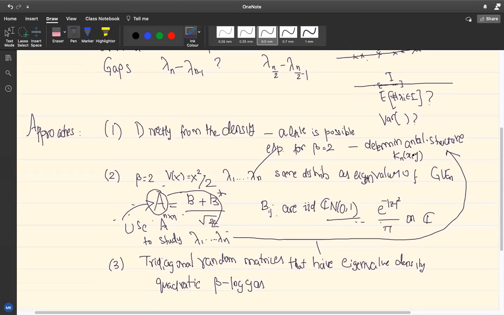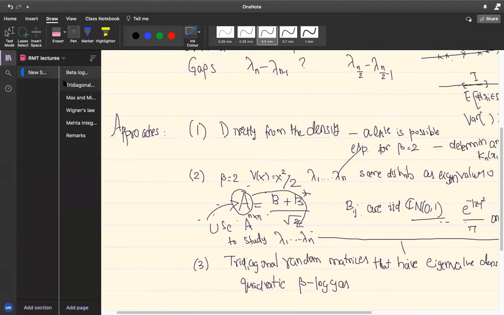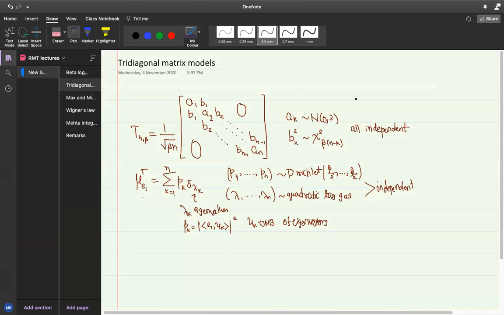So this will be the subject of the lectures. Okay, so now let me go to the next page. What are these tridiagonal random matrices? I have already written it here. So this tridiagonal random matrix is like this. This is for every n and beta. So here is a random matrix which is written, and it's tridiagonal.